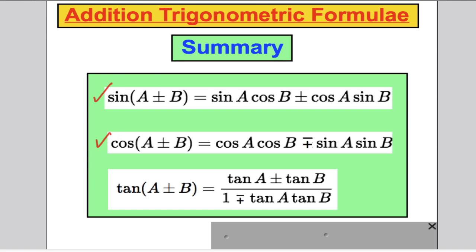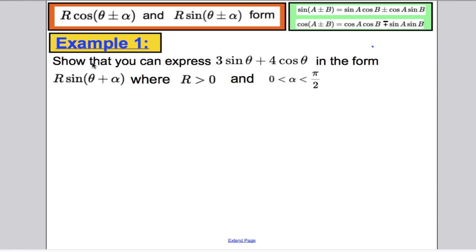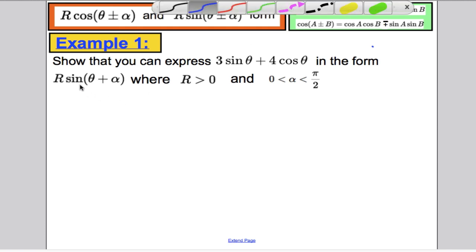Right, to do this, let's start with an example. We're going to show, algebraically this time without Autograph, that you can express 3 sin theta plus 4 cos theta in that form, r sin(theta plus alpha). Well, we have to find r and we have to find alpha. This is the example I did on Autograph. So, let's start by saying what we know.